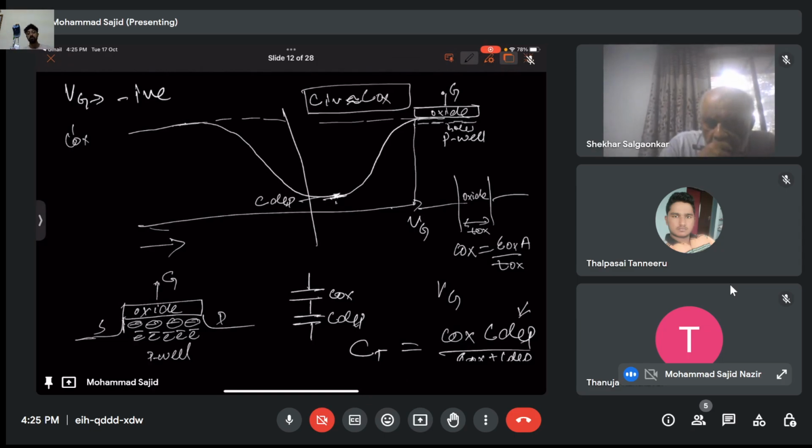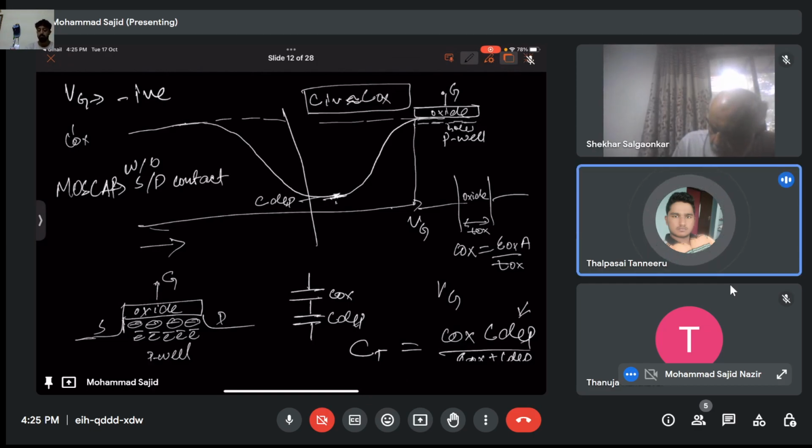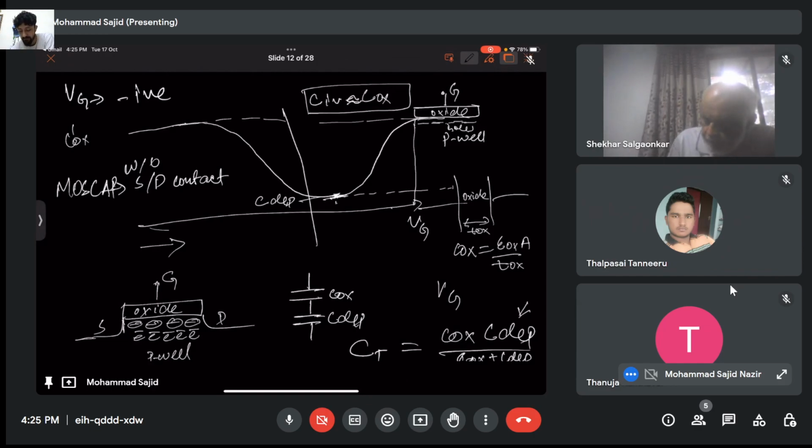This happens in MOSFETs, but if there is a MOS capacitor, what is a MOS capacitor? It is similar, the same, but without source drain contacts. And for that, it is frequency dependent. For higher frequencies, you will get a characteristic of this kind. Okay, is this clear? Yes, sir.